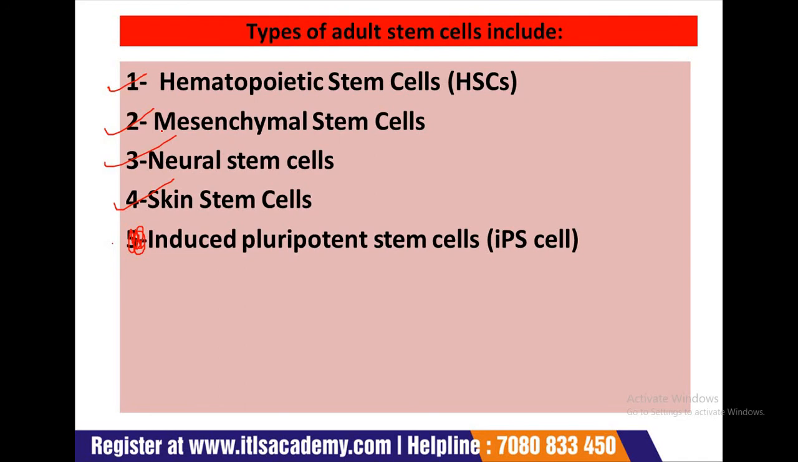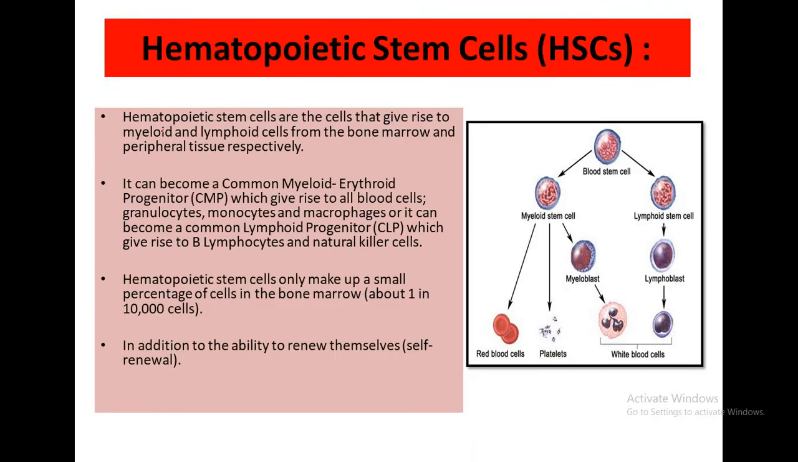Now we will discuss the hematopoietic stem cells. Hematopoietic stem cell formation starts during embryonic development. Hematopoietic stem cells are the cells that give rise to myeloid and lymphoid cells from the bone marrow and peripheral tissue respectively. It can become a common myeloid erythroid progenitor which gives rise to blood cells like granulocyte, monocyte, and macrophages, or it can become a common lymphoid progenitor, which is called CLP, which gives rise to B lymphocyte and natural killer cells.